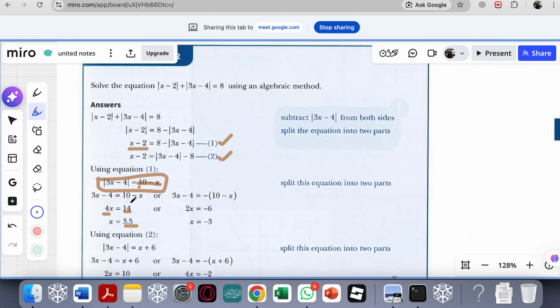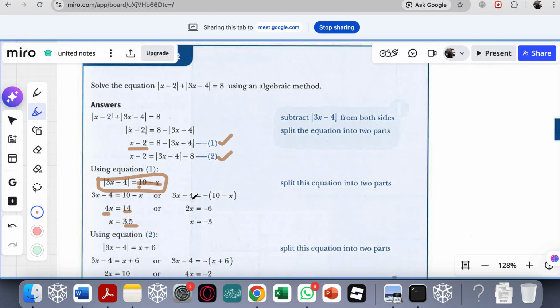Just now we wrote 10 minus x, right? We continue, we solve. Now we're going to introduce negative here. So you say 3x minus 4 is equal to minus 10 minus x, right? And then you expand this, use negative to expand. Negative times 10 becomes negative 10. Negative times negative x becomes positive x. This positive x, you bring it to the left, it's going to be negative to one side. So it becomes 3x minus 4.